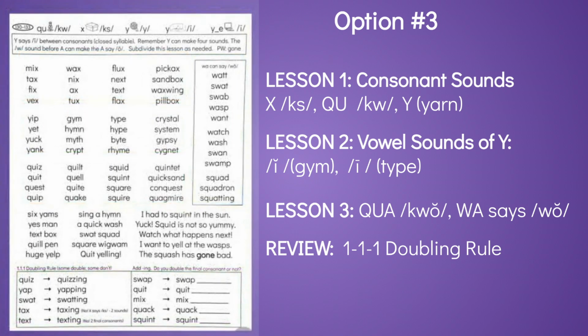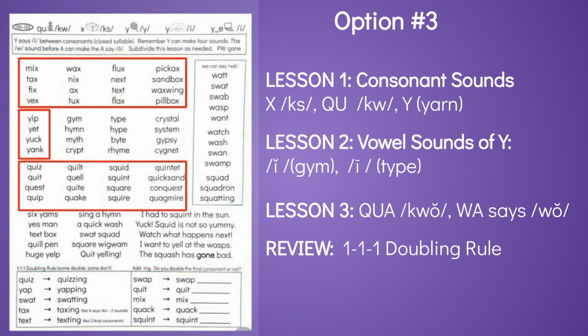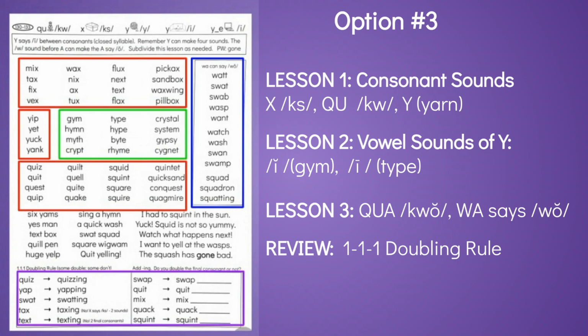Another option may be to teach all of the consonant sounds first, X, QU, and Y yarn Y. Then teach the 2 vowel sounds of Y, Y gym I, and Y consonant E type I, followed by QUA and WA, and the doubling rule as a review. Now, these are not the only options, and there is no right or wrong order for teaching the sounds. You may decide to teach QU, QUA, and WA in one lesson. Choose the option that is best for your students and the sequence that makes sense for you.